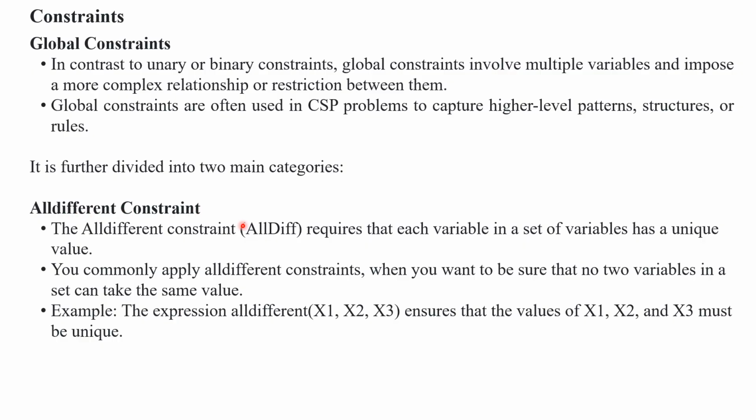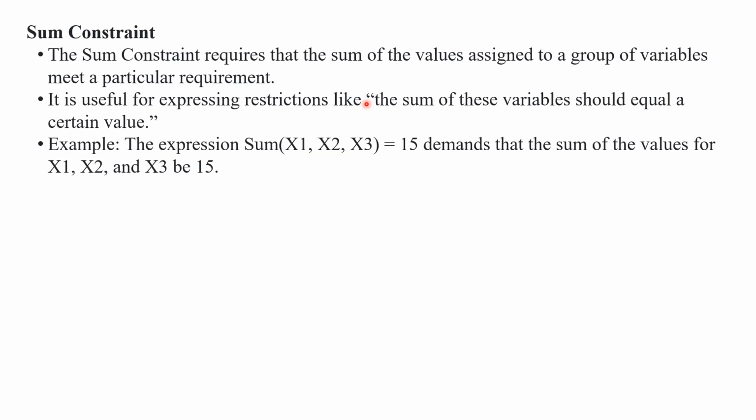An all different constraint occurs when each variable has a unique value. For example, the expression all different x1, x2, x3 ensures that the values of x1, x2, and x3 must be unique. Sum constraint occurs when the sum of the values assigned to a group of variables meets a particular requirement. For example, sum of x1, x2, x3 equal to 15 means the sum of these values is equal to 15.